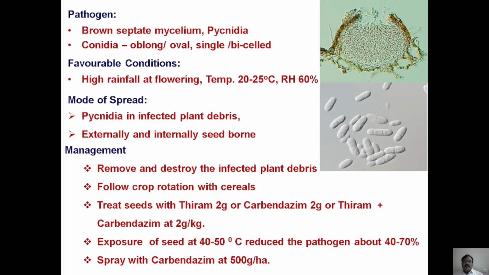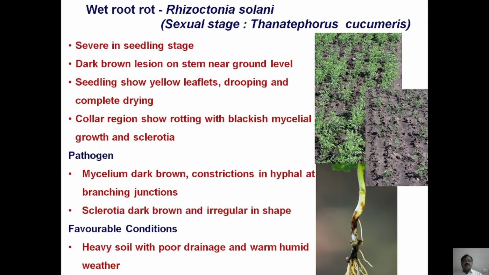Before sowing, treat the seeds with chemicals like thiram, carbendazim or a thiram plus carbendazim combination fungicide at the rate of 2 gram per kg of seed. Exposing the seeds to a temperature of 40 to 50 degrees reduces the pathogen by about 40 to 70%. During the cropping period, you may also apply carbendazim at the rate of 500 gram per hectare to manage this disease.